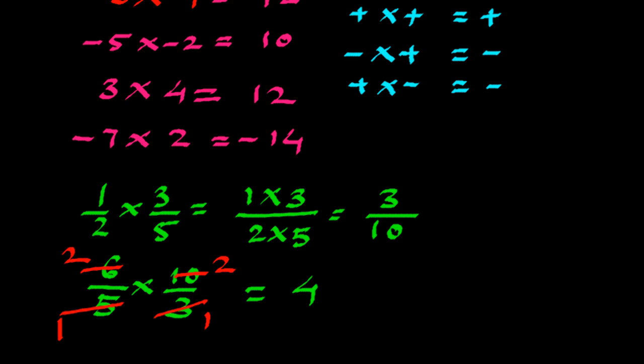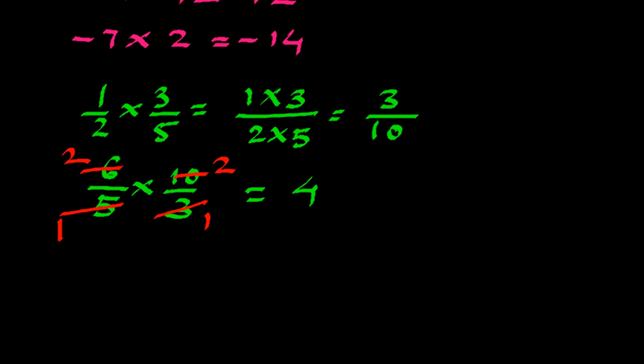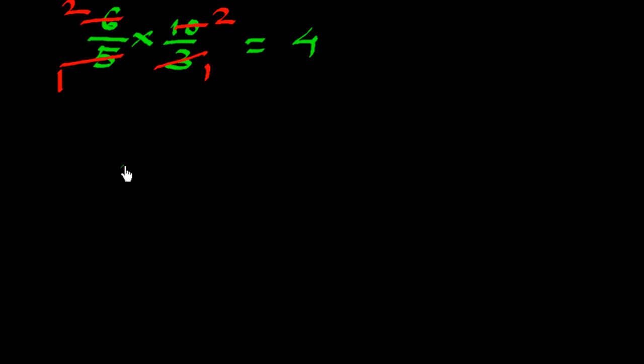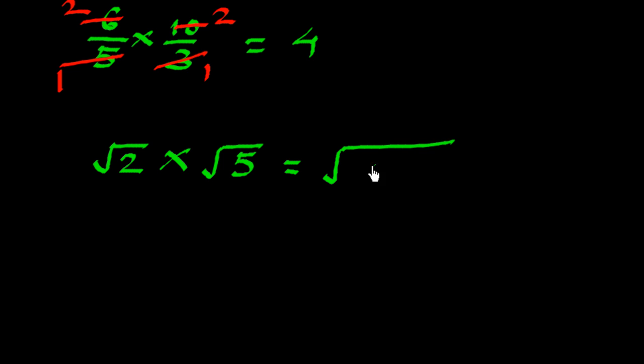Now I explain how we multiply irrational numbers. If you have to multiply irrational numbers like root 2 into root 5, the radicals are the same. Here there is a square root and there is also a square root. So we could multiply this, and we could write it in this way. So it is square root of 10.